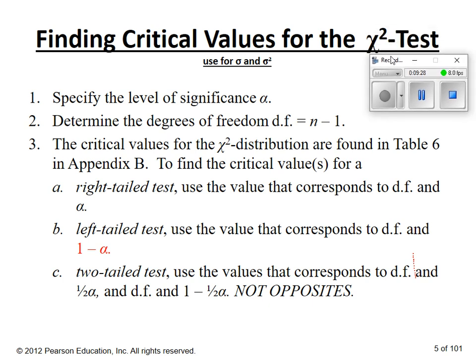Finding critical values for chi-squared test. I would write these down. This is a little tougher than it is on the Z and the T stuff. You actually have to do some work with the alpha instead of just looking at the charts and figuring it out from there.